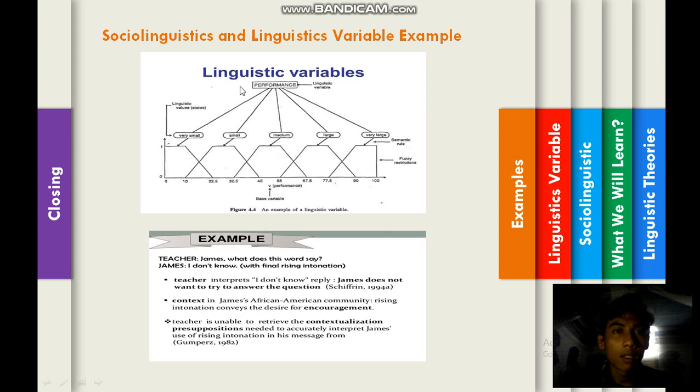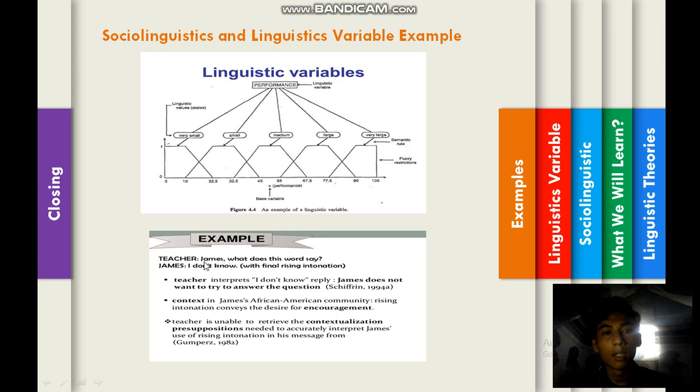One more. This is a linguistic variable. You can see performance. Performance is the linguistic variable, and very small, small, medium, large, and very large are linguistic values or states. You can say the thing is very small when the number of fuzzy relaxation is from 0 to 22.5 and so on, like this. And sociolinguistics like this.